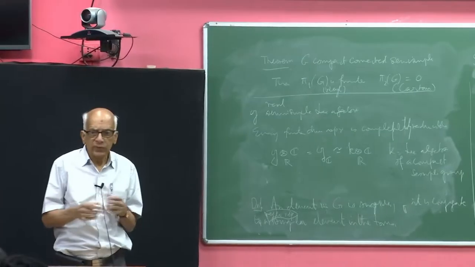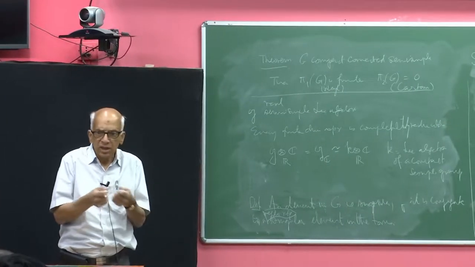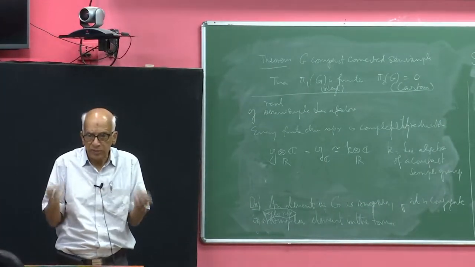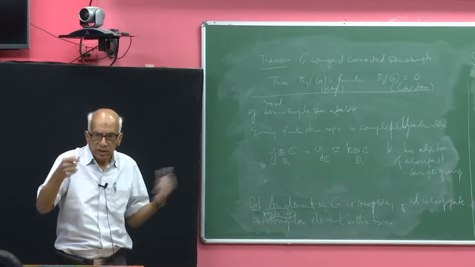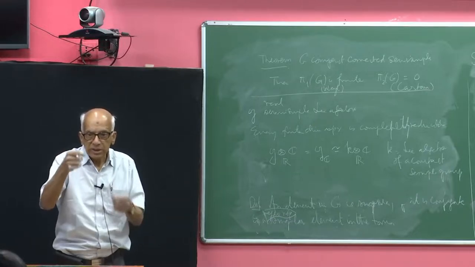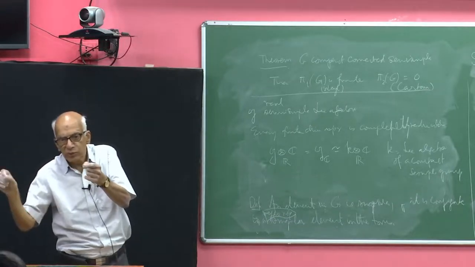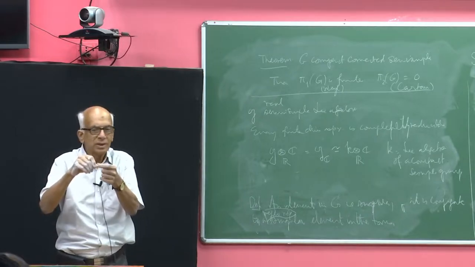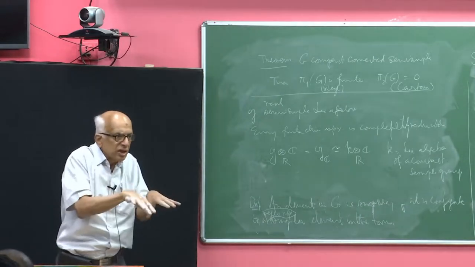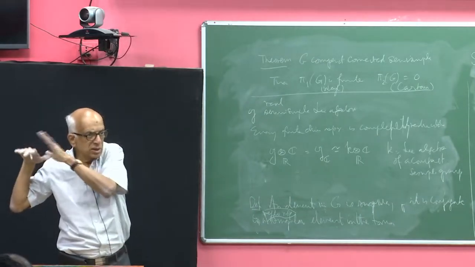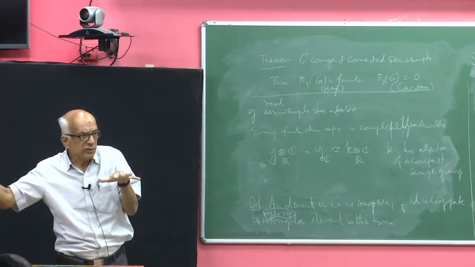The point is, in the special case of a Lie algebra like SL(n,R), which is a simple Lie algebra, if you tensor with C, you will get SL(n,C), but SL(n,C) is the same thing as the Lie algebra of U(n) tensored with C. So every representation of SL(n,R) can be read as a representation of SU(n).